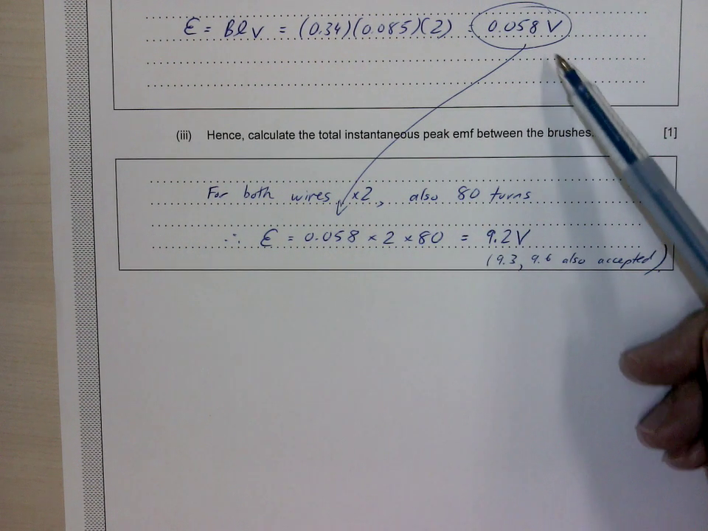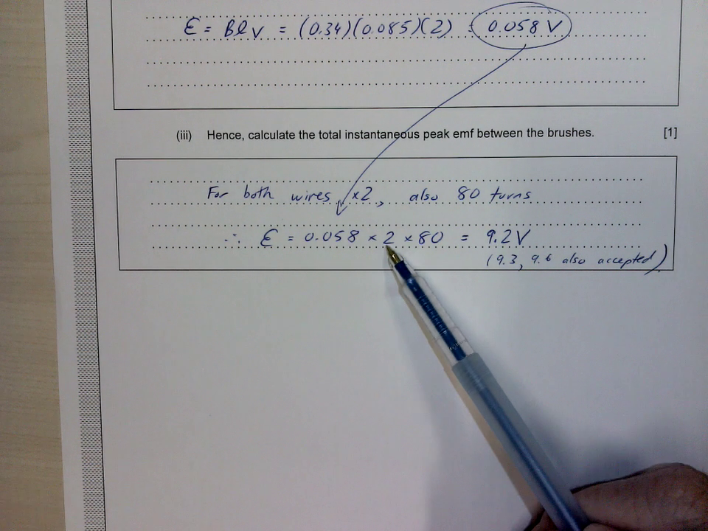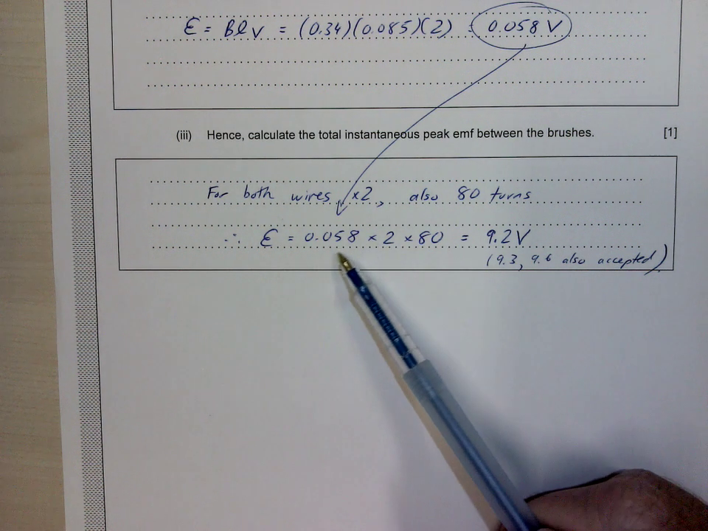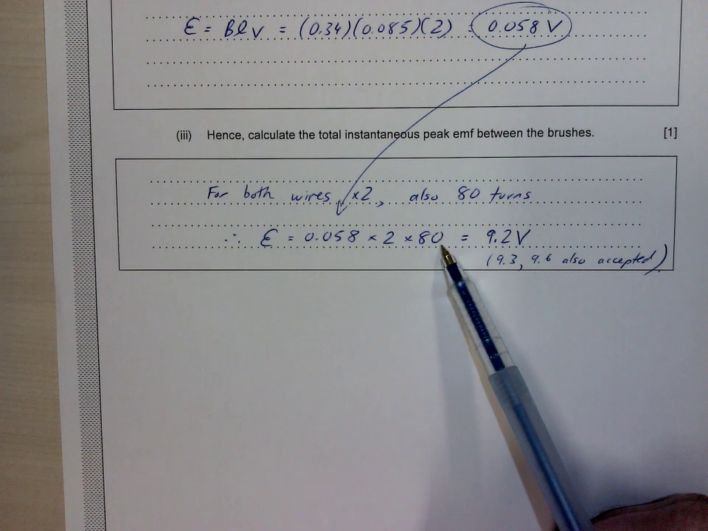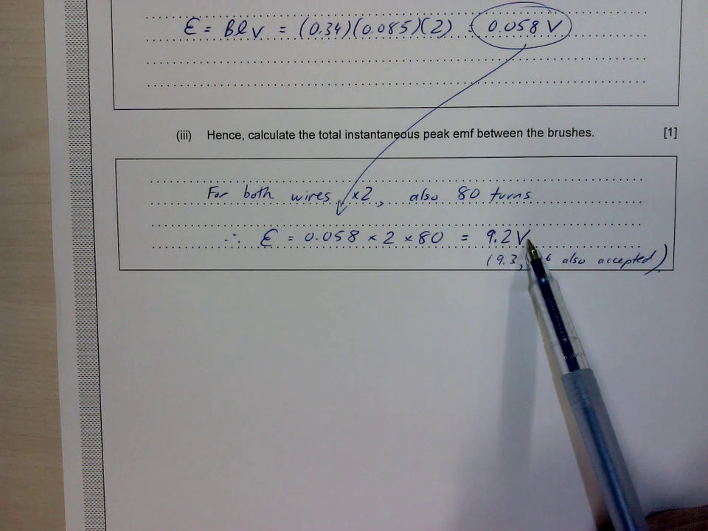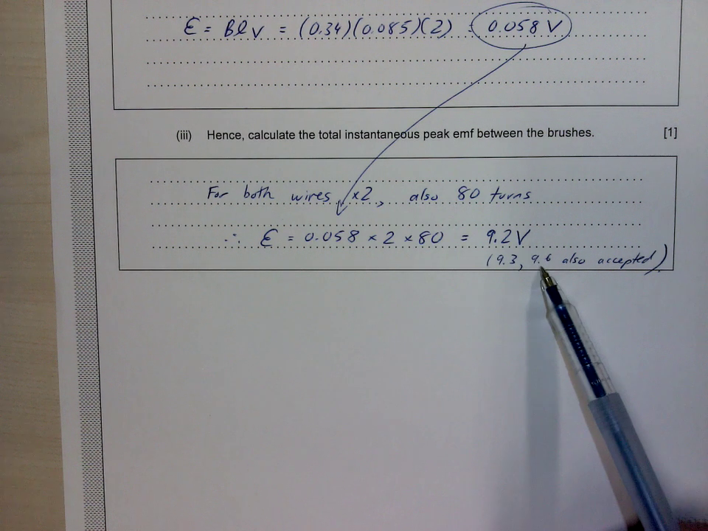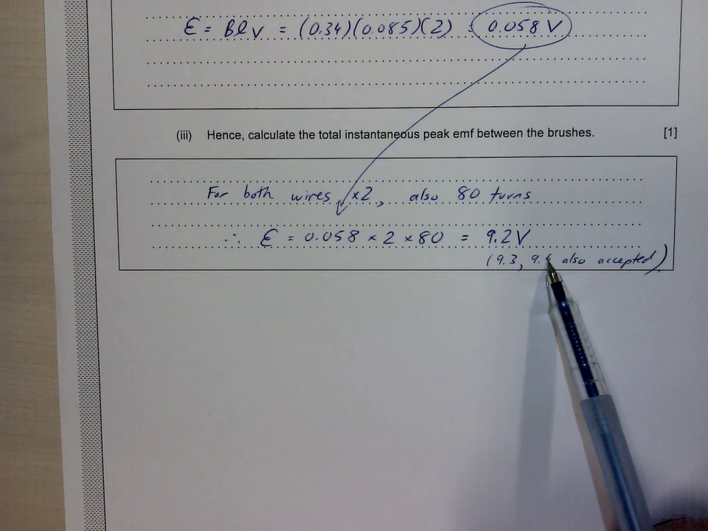For this one, you need to take whatever value you get here, and use it. Because there's the 2 different wires at the same time, it's that answer times 2, but also in the original question, it mentioned that there are 80 turns, so you need to use that aspect as well to get an answer of 9.2. Mark scheme also says 9.3 and 9.6 are accepted. I assume that these would come from round-off errors.